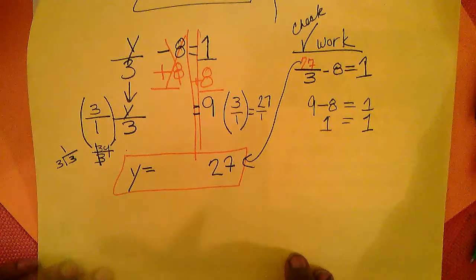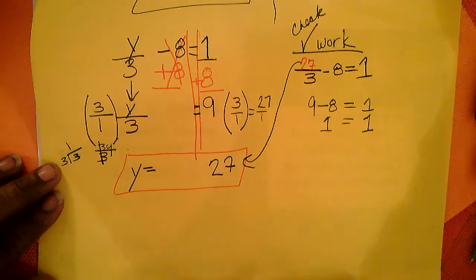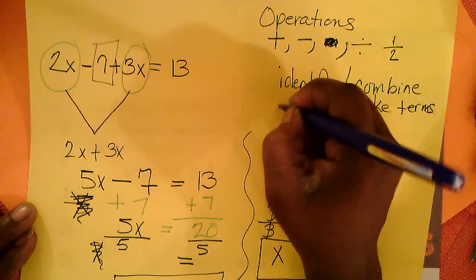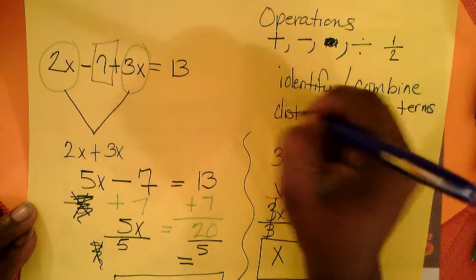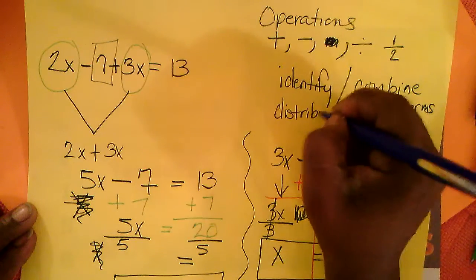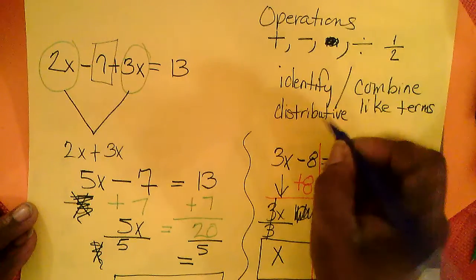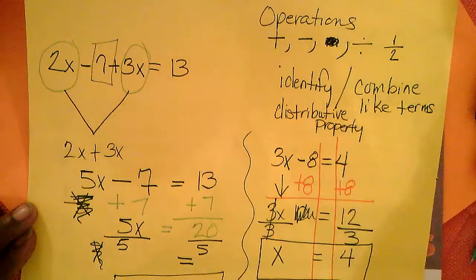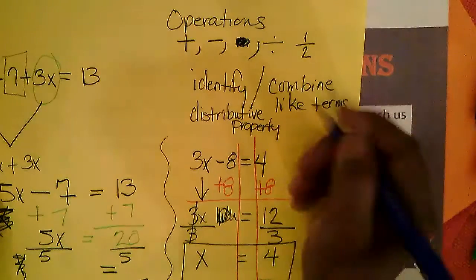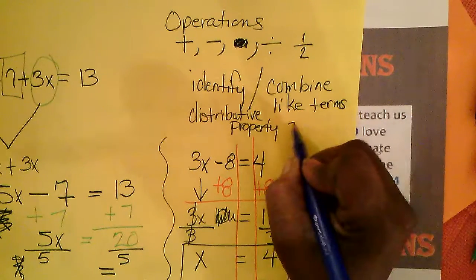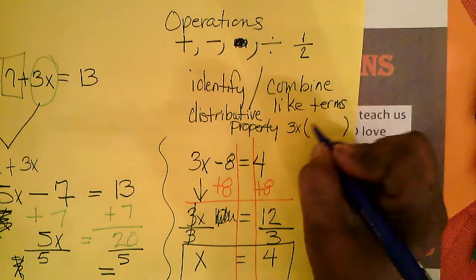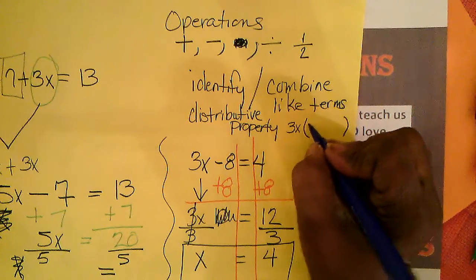All right, awesome. Now, let's look at a problem that has the distributive property. Up here I was trying to put some of our key terms, so we're going to add distributive property. Remember, distributive property is when you distribute a number or a variable that's outside of the parentheses to the terms in the parentheses.